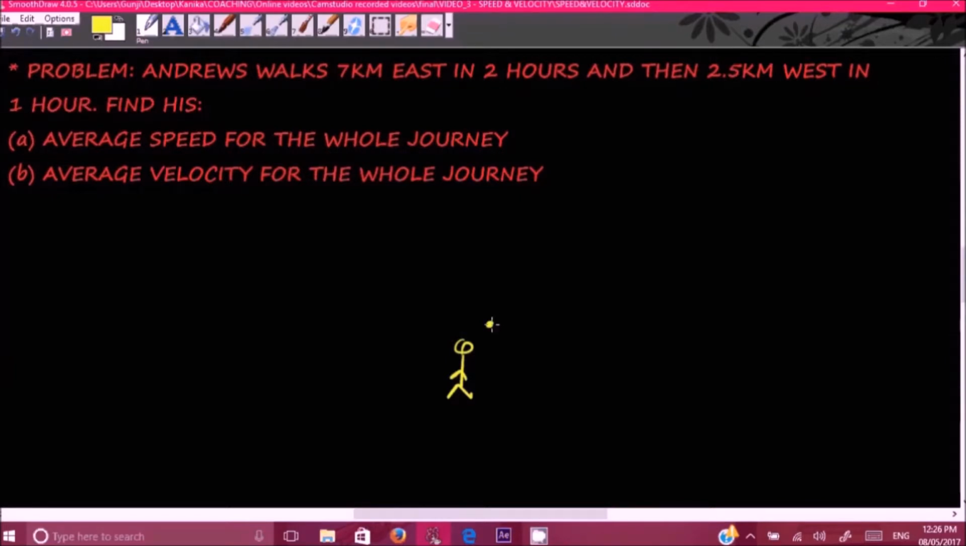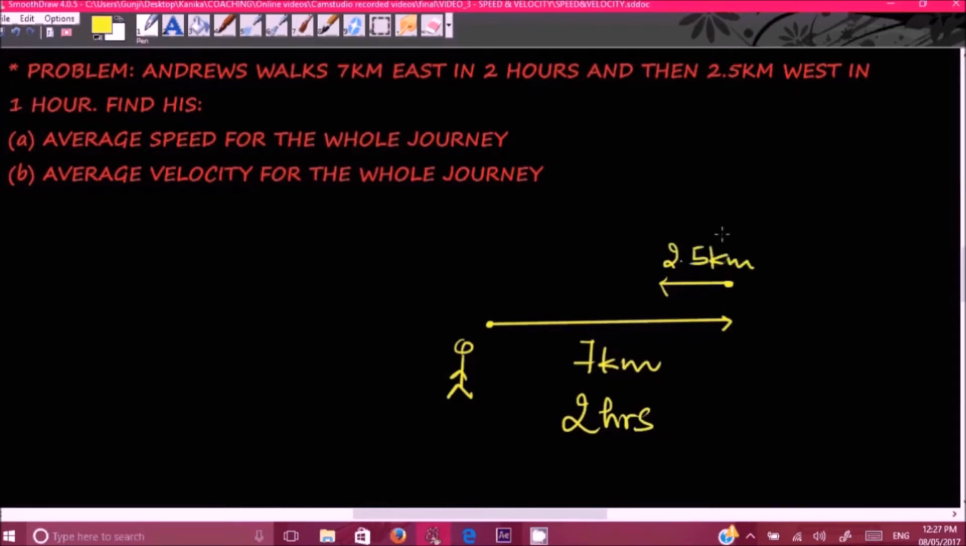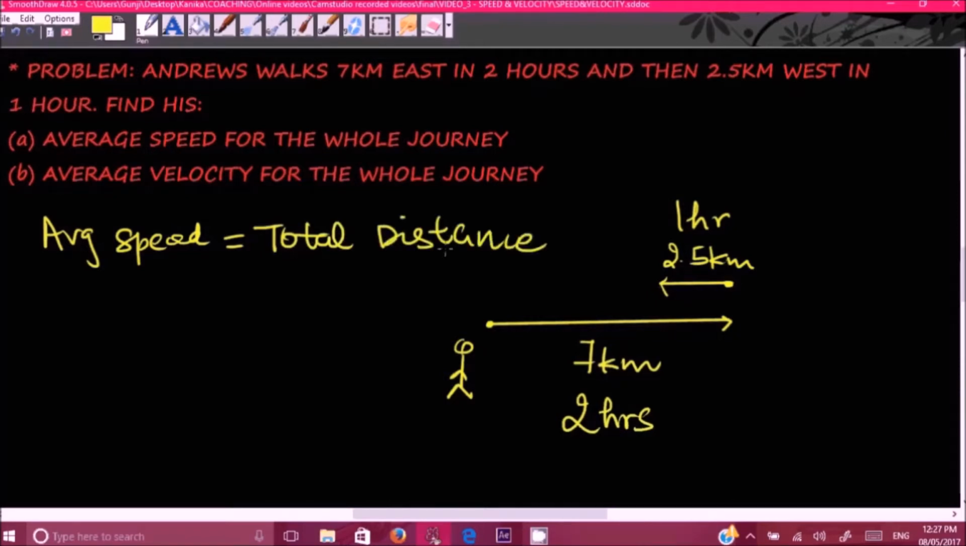He walks 7 kilometers east. This is 7 kilometers in 2 hours. From here he walks 2.5 kilometers west in 1 hour. Now the average speed formula is total distance by total time.